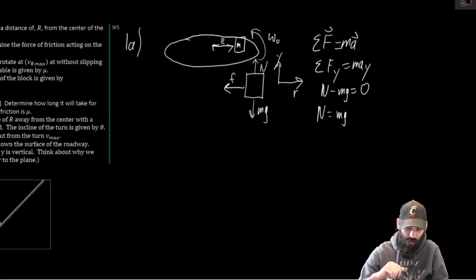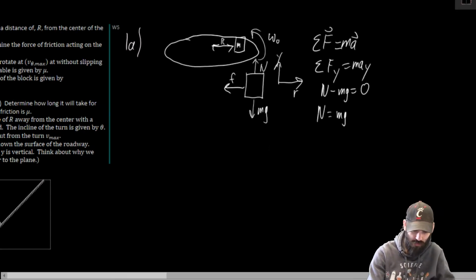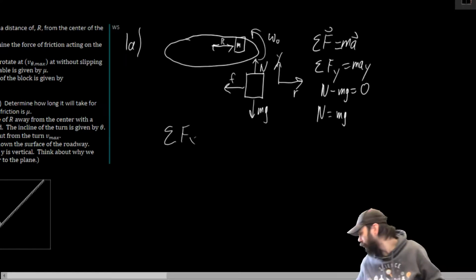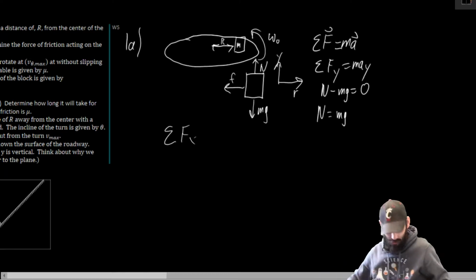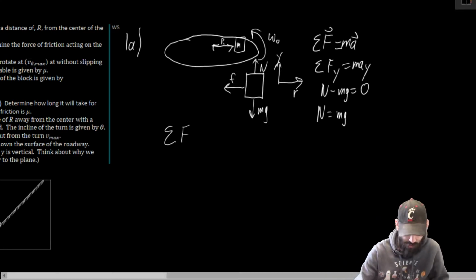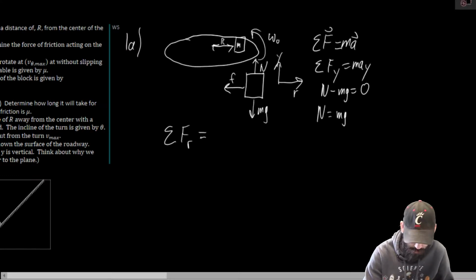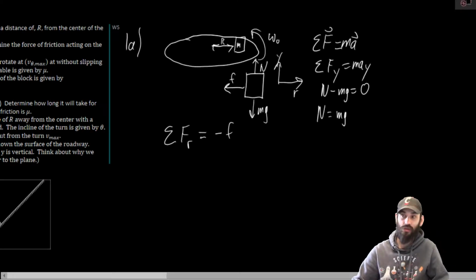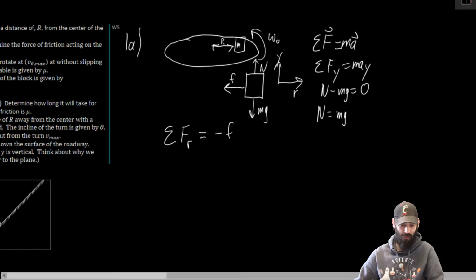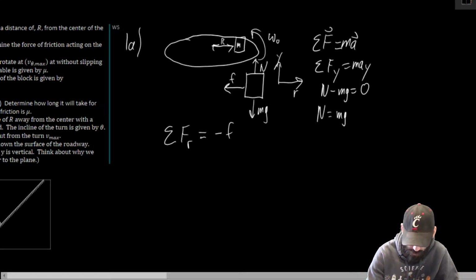Okay, so the next thing that we can do is sum our forces in the x direction. Sorry, I'm not using the x direction, I'm using the r direction. And so the sum of forces in the radial direction is going to be equal to just minus F. So the only force that we have here is this force of friction, and this is going to point in the minus r direction, and this is going to be equal to m a_r.